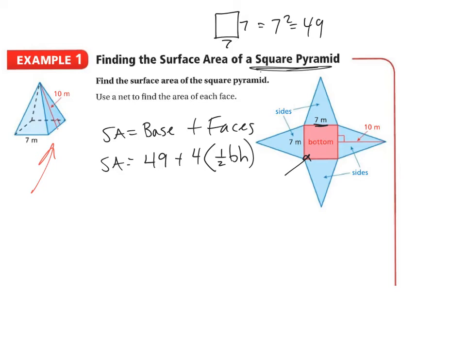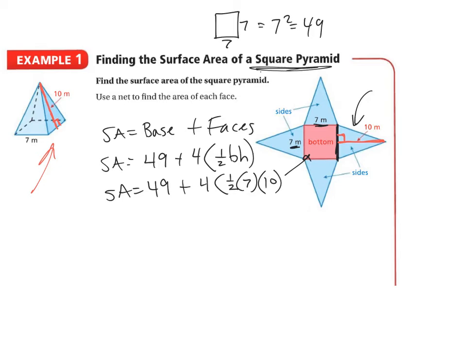I'm going to multiply 4 by the area of those triangles, which is 1/2 base times height, because that is our triangular area formula. So surface area is equal to 49 for my base plus 4 times 1/2, and now let's identify the values. All the sides of a square are the same, so our base is 7. And our height, taking the altitude from the point down, is called the slant height, because it's at a slant from the tip of the pyramid all the way down to our base, and then we draw a right angle. That altitude is called the slant height, and it's 10.